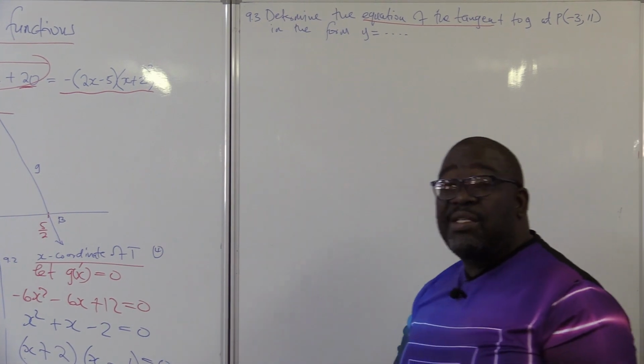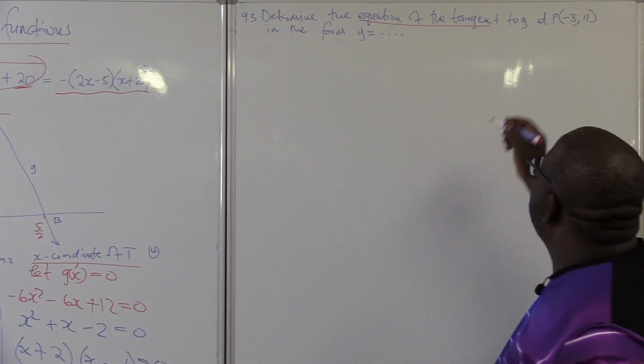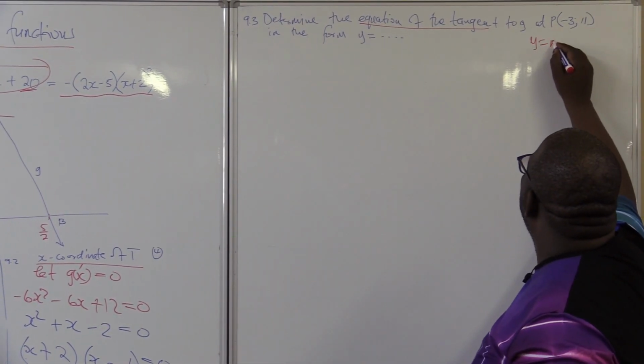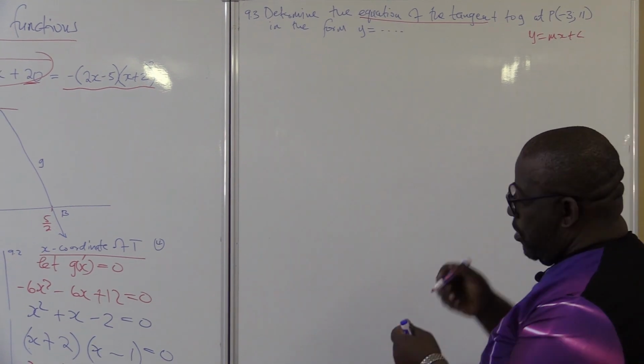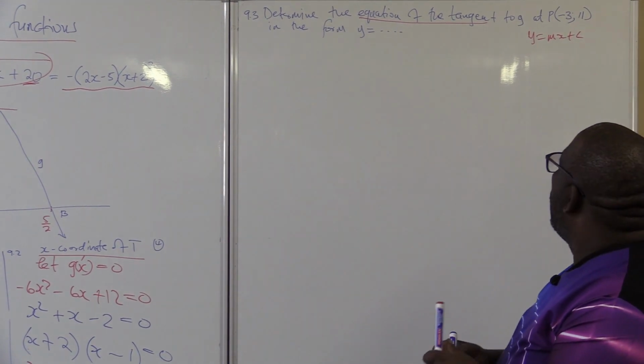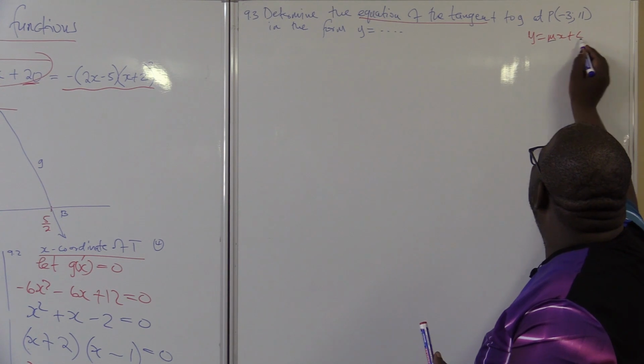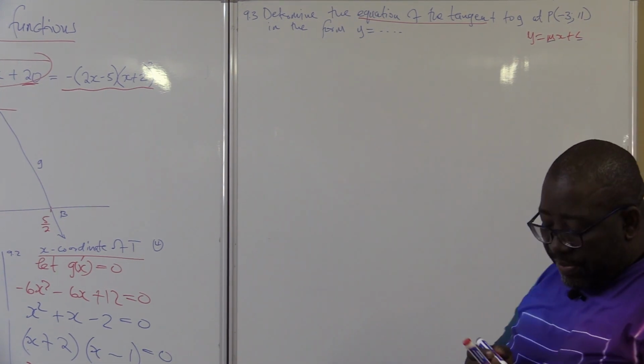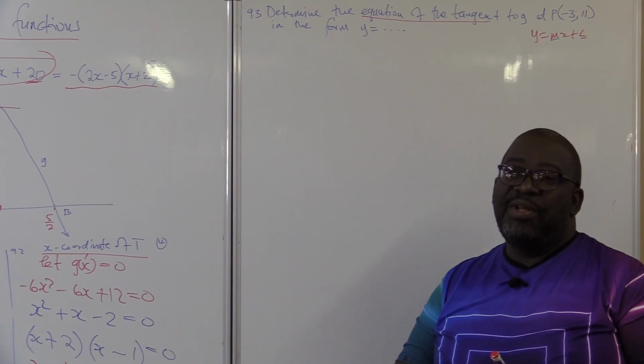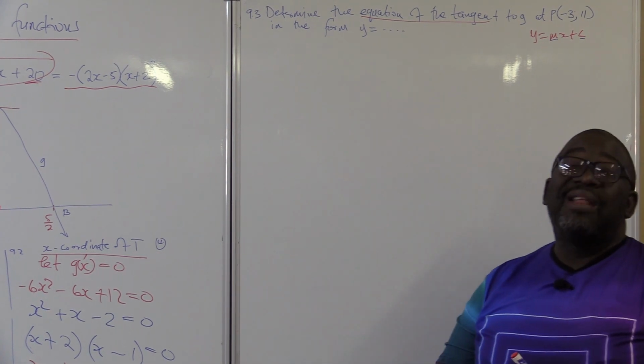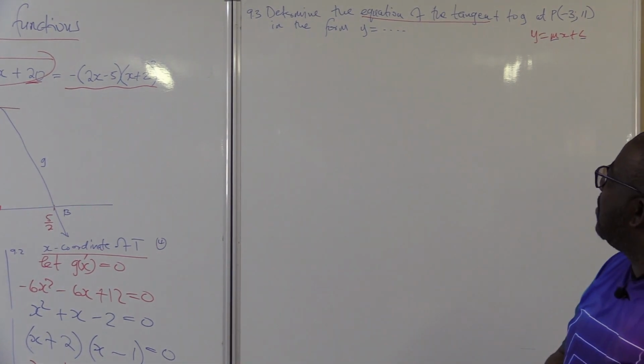Do I know what a tangent is? Yes, a tangent is a straight line. y is equal to mx plus c. So what are we looking for? We're looking for m and c, the gradient and the y-intercept. That's why we're doing this, because there's a gradient, and calculus is nothing else but the study of gradient.